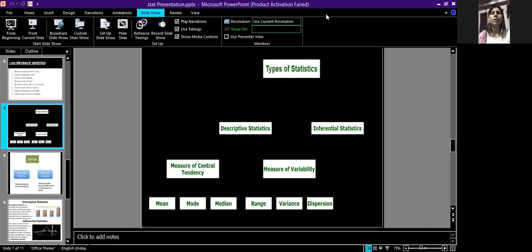Descriptive statistics involves measures of central tendency and measures of variability, as it is related with the collection, organization and presentation of data. So descriptive statistics is actually to describe the data. And inferential statistics is to draw inference from the data.